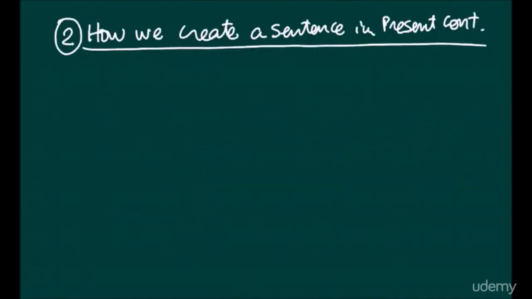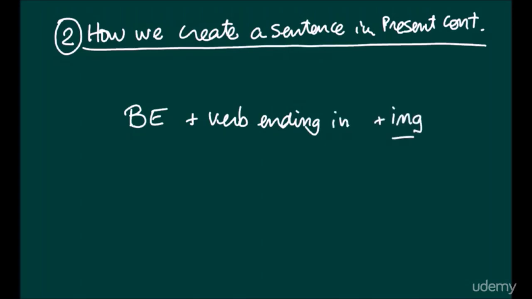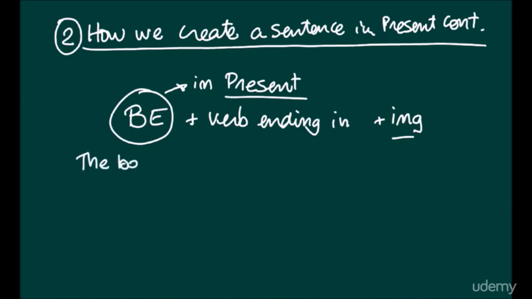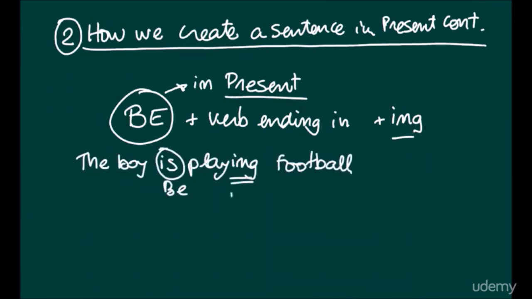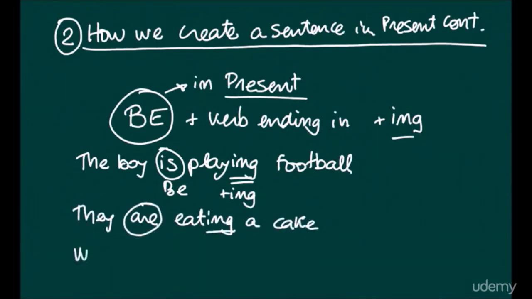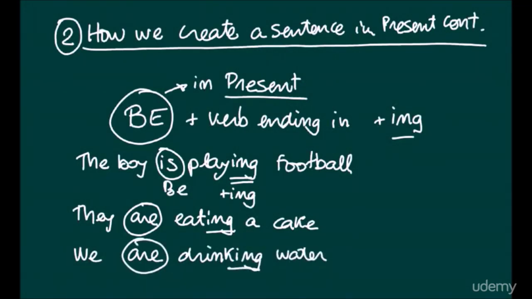2. How we create a sentence in present continuous. All continuous tenses follow the same structure: be plus verb ending plus ing. In the present continuous, the verb to be goes in present. For example, the boy is playing football. They are eating a cake. We are drinking water.